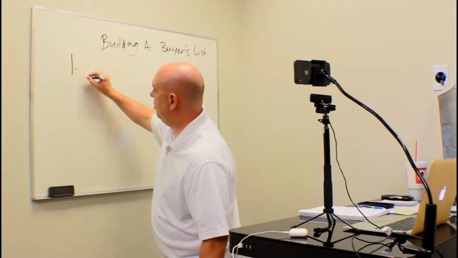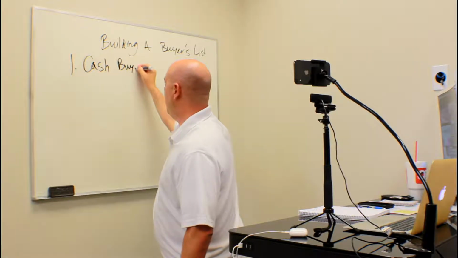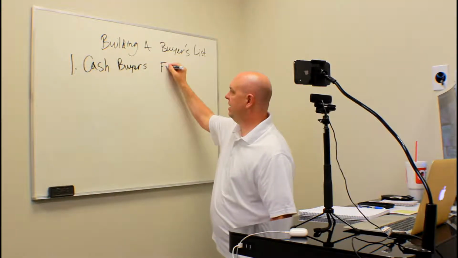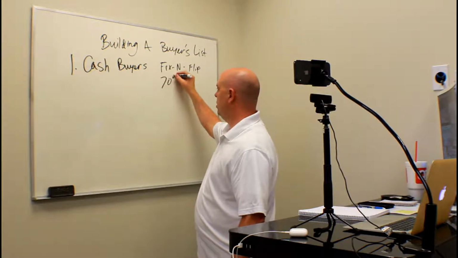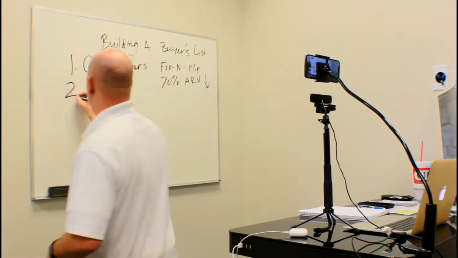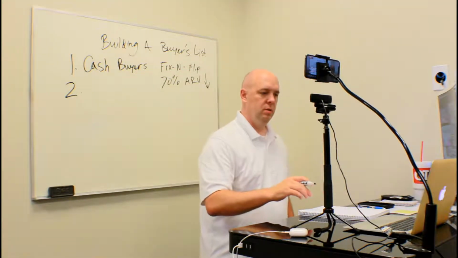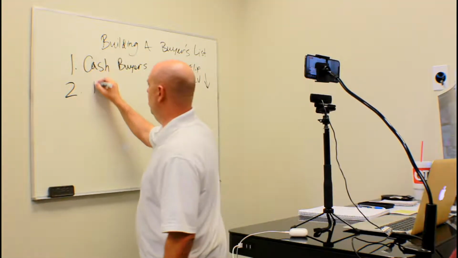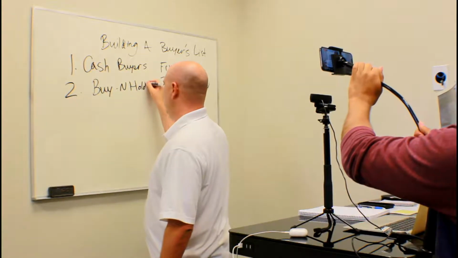The first one is cash buyers. Cash buyers are our fix and flip buyers, and they typically buy around 70% of ARV and below. Number 2, what do you think the second type of buyer we want on our buyers list is? Buy and hold. Buy and hold, also known as landlords.